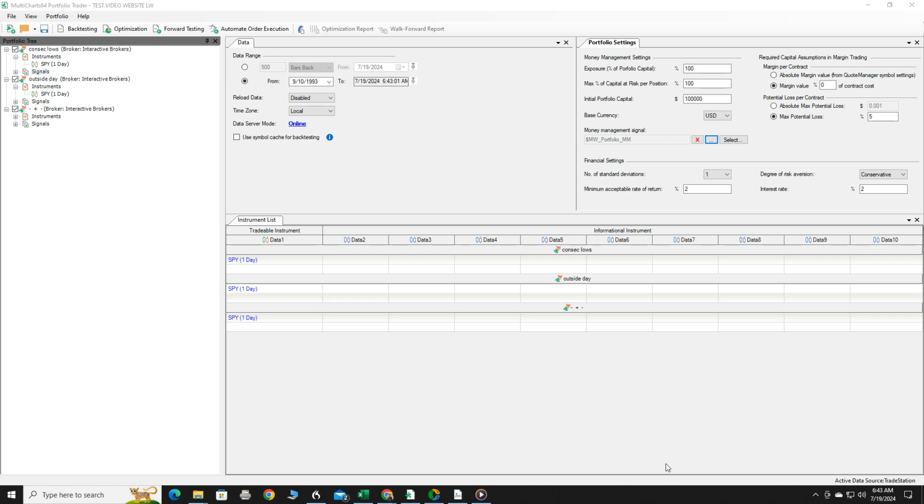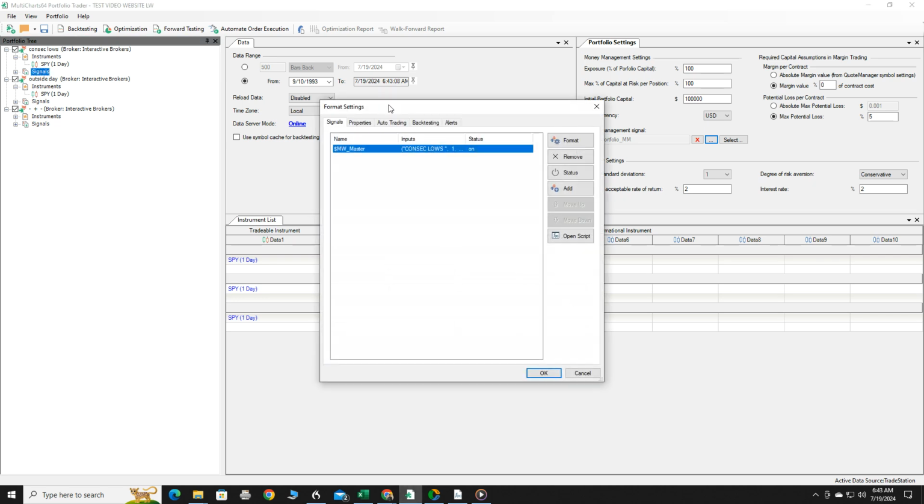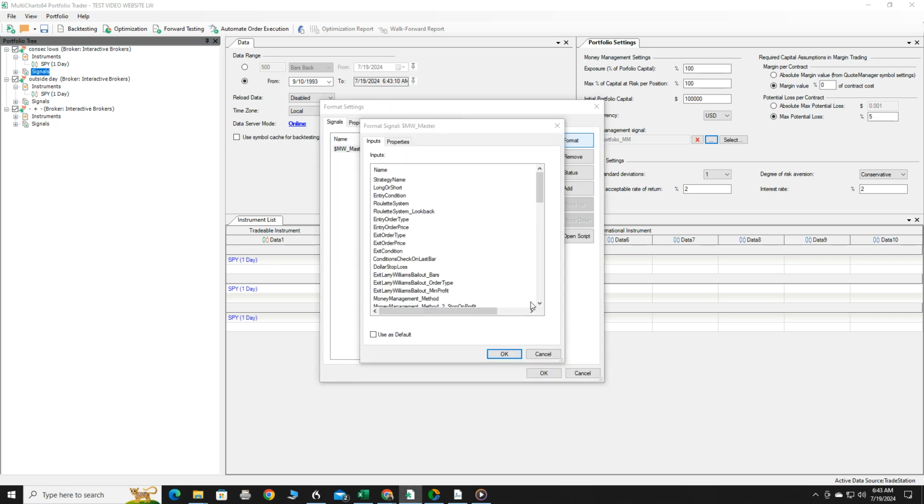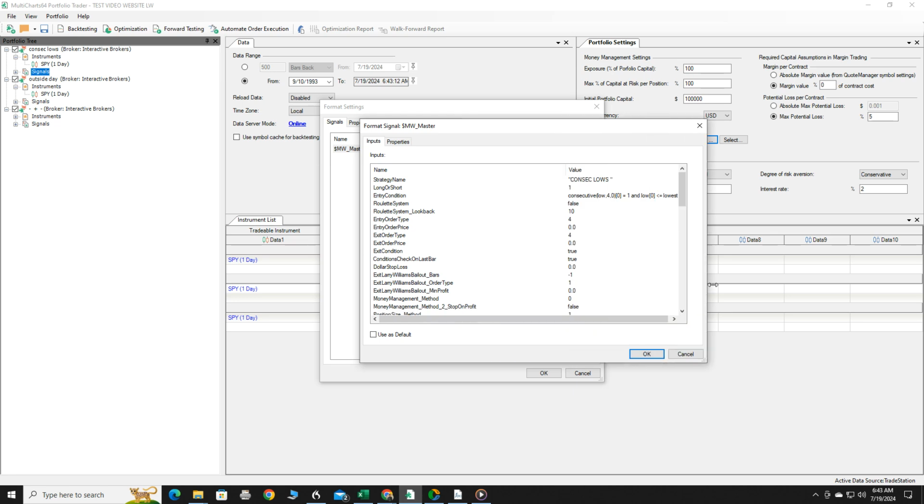As we discussed in the previous video, just to summarize, the strategies in the portfolio have money management. You can customize money management configurations at the strategy level and then add another level of money management at the portfolio level.